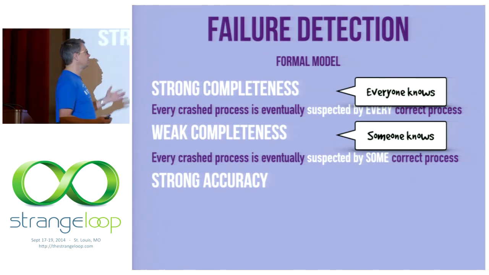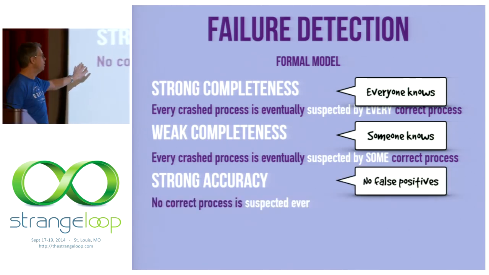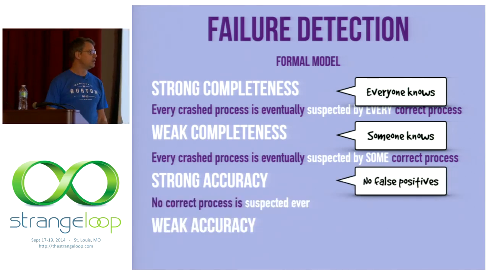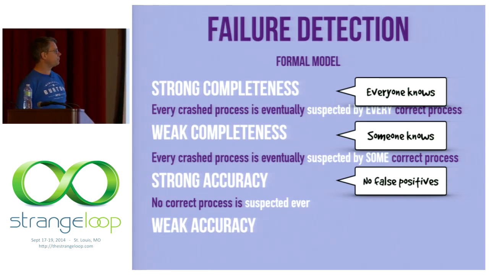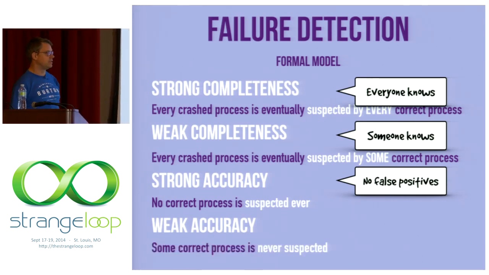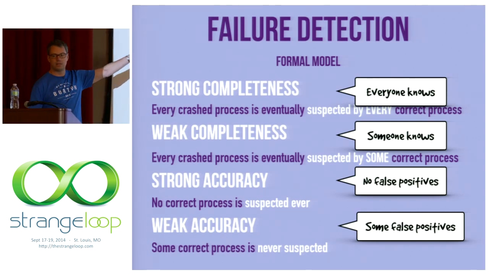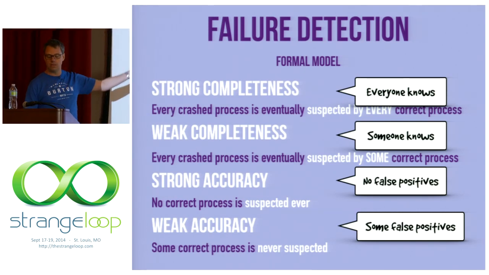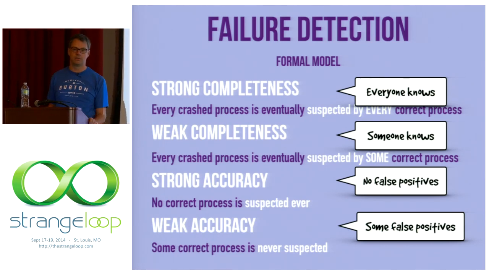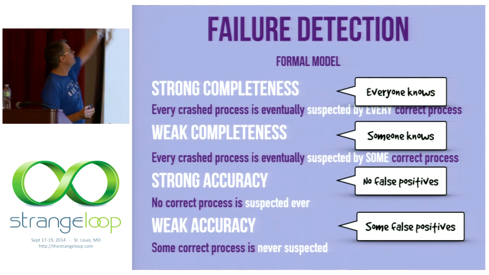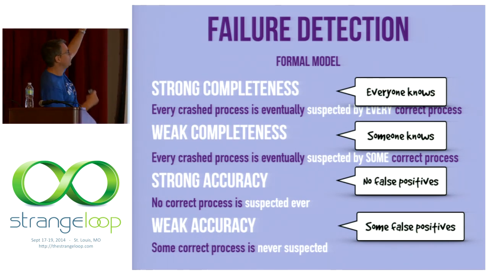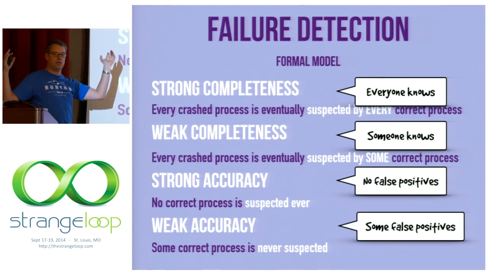And for the accuracy, we have strong accuracy. That means that no correct process is suspected ever. And weak accuracy means some correct process is never suspected. With strong accuracy, you can say there are no false positives. And with weak accuracy, there are some false positives. And ideally, of course, we want everything to be strong, right? Strong completeness, strong accuracy, then we know for sure.